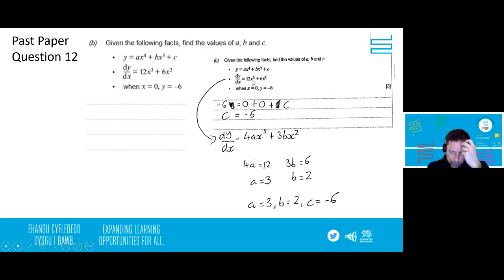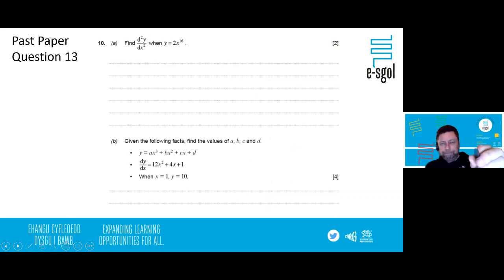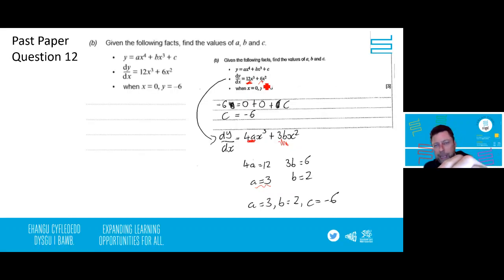It told me that 12x cubed, and I've got 4ax cubed. So I knew that 4a must be worth 12. I show that by underlining: 4a must be worth 12. So if 4a equals 12, a equals 3. Same with the other one, 3b equals 6, because the x squared lines up with the x squared. 3b equals 6, so a equals 3, b equals 2.